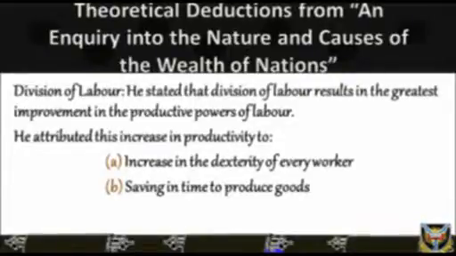He attributed this increase in productivity to: A. Increase in the dexterity of every worker, B. Saving in time to produce goods, and C. Invention of large number of labor-saving machines. The invention of machines stems not from labor but from capital. It is noted that improved technologies lead to division of labor and the expansion of the market. Division of labor, however, depends on the size of the market and increase in capital.